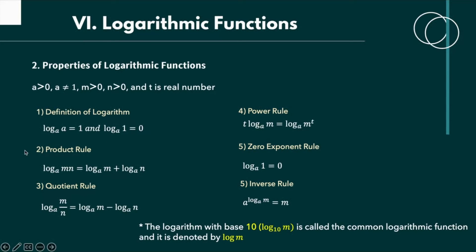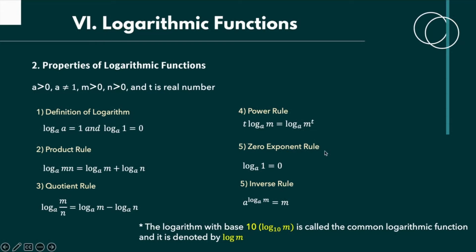Next, we have the product rule, which states that log base a of m times n is equal to the sum of log base a of m and log base a of n. Next, we have the quotient rule, which basically says that log base a of m over n is equal to the difference between log base a of m and log base a of n. Next up, we have the power rule, which states that t, which is a real number, a constant in this case, times log base a of m is equal to log base a of m to the power of t.